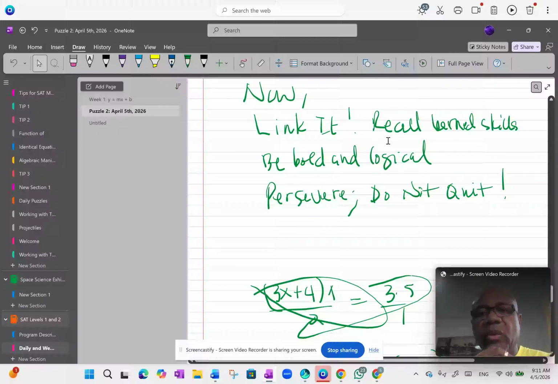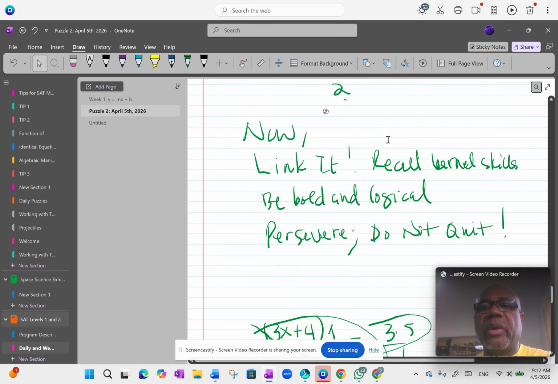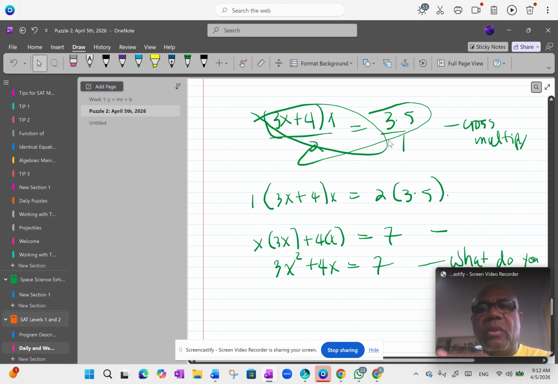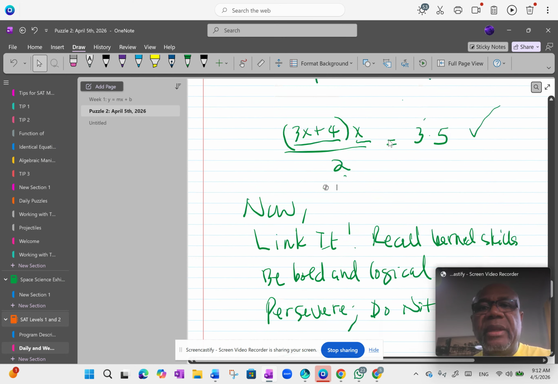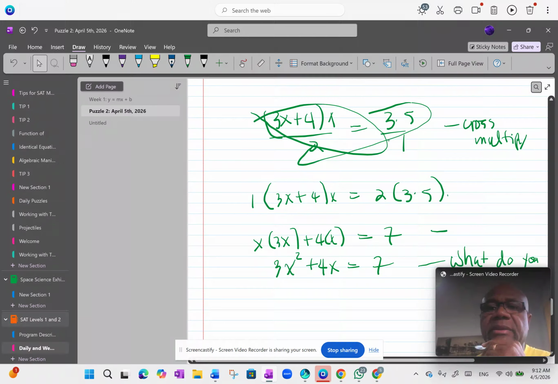You've got to be bold. Recall, I say link it, recall learned skills. All the stuff you've learned, you should be able to recall your formula for the triangle, the distributive property, and a whole lot of stuff. Be bold and logical. Persevere, do not quit. There's an answer for this, so keep on moving. Now you have a rational expression: 3x plus 4 times x over 2 equals 3.5. If you make it over 1 and cross multiply, this is what you get.